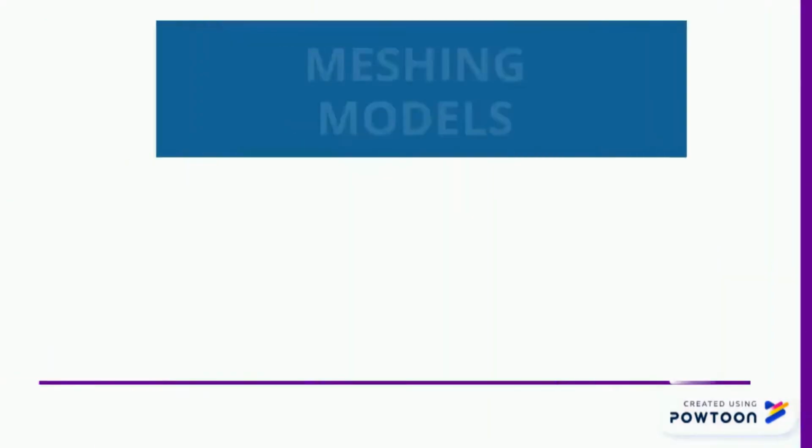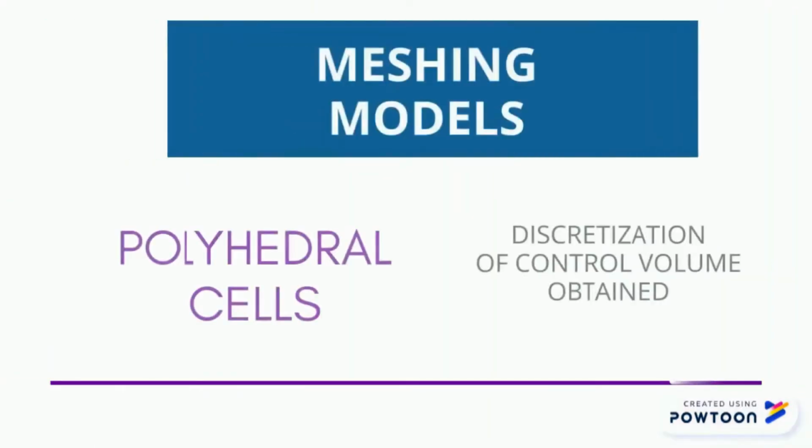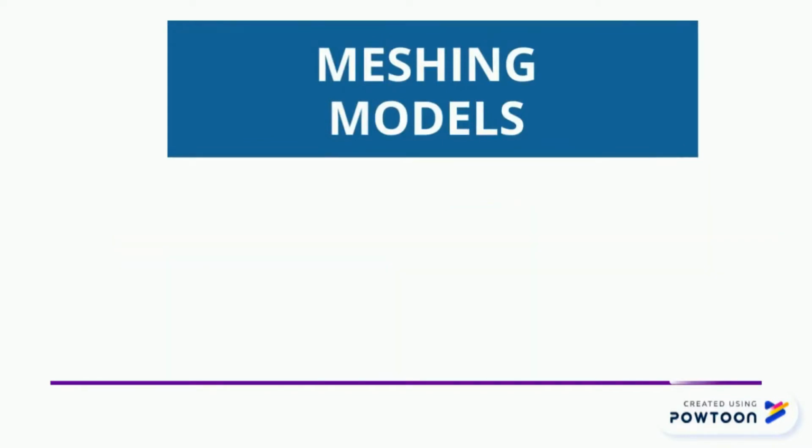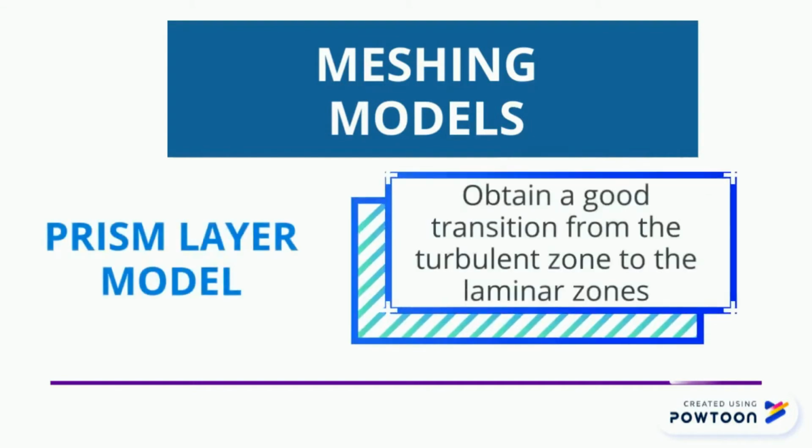For the selection of the meshing models, polyhedral cells were used in order to make a good discretization of the control volume obtained. Additionally, the prism layer model was chosen to obtain a good transition from the turbulent zones to the laminar zones near the walls.